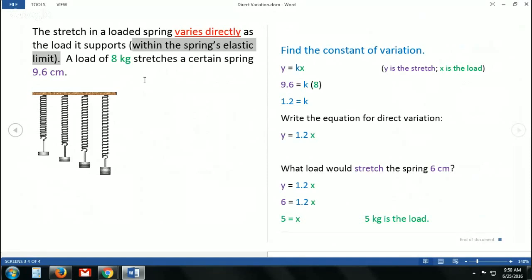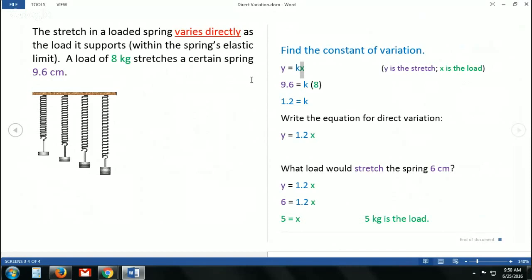Well, we know that varying directly, a load of 8 kilograms will make the spring stretch 9.6 centimeters. Since it's direct variation, y equals kx is how we can set up our equation. Y will represent how far we stretch. X is the load that we're putting on the spring.